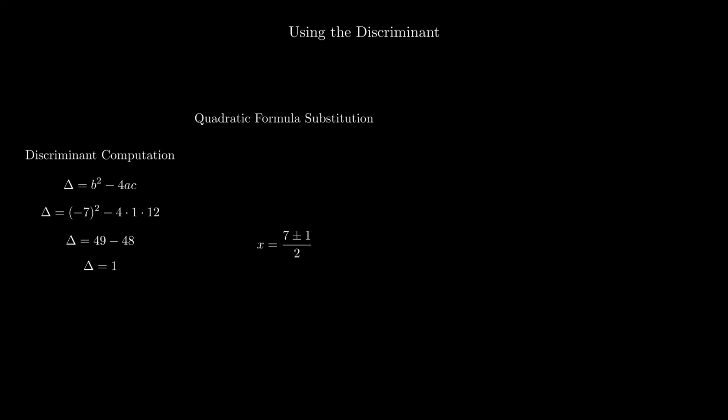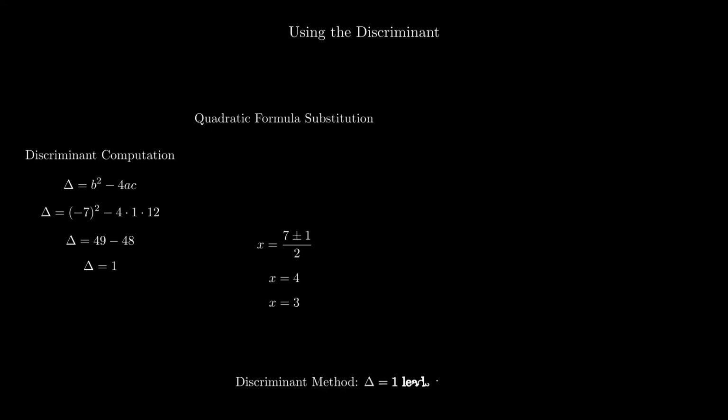Here, the generic quadratic formula is introduced. x = (-b ± √(b² - 4ac)) / 2a. Watch as we substitute our values, transforming the expression to x = (-(-7) ± √1) / (2 × 1). This further simplifies to x = (7 ± 1) / 2, and finally, we reveal the solutions. x = 4 and x = 3.